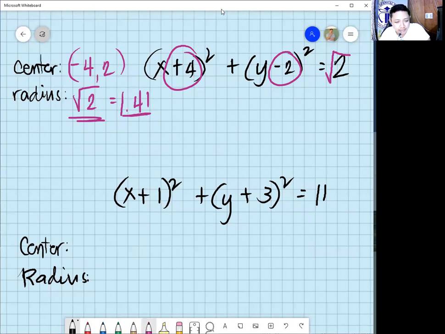So this is what I'm telling you. Always change the sign when you identify the center. Oh, it's +1, change the sign, it's -1. Oh, this is the simplest way. +3, change the sign, it's -3. Okay? And then for the radius, just get the square root. That is the square root of 11.